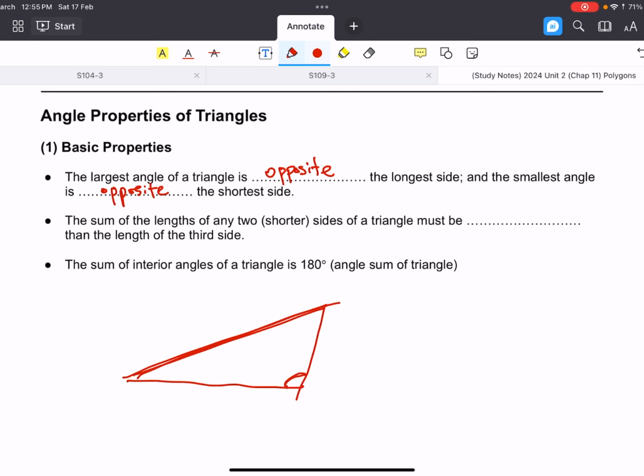The sum of the lengths of any two shorter sides must be greater than the longer side. Because if the two shorter sides are the same length as the longer one, you won't get a triangle. So it's quite intuitive here. And of course, we already established in primary school that the sum of the interior angles of a triangle adds up to 180 degrees. We call this the angle sum of triangles.